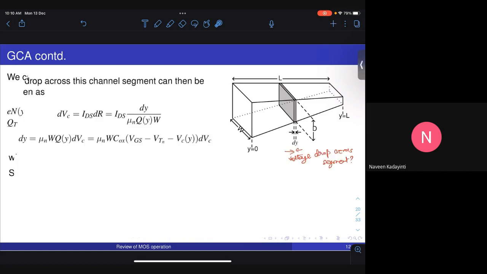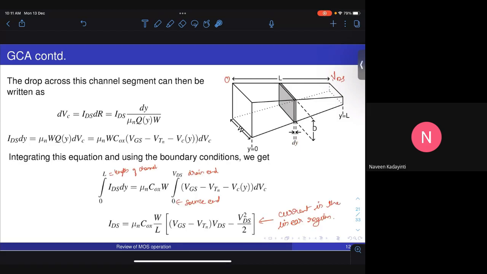Okay, and using that incremental resistance, we found the voltage across the small segment of channel, which is dVc, given by IDS into dy upon mu n q of y into W. Just rearranging this, and of course substituting for q of y, we get IDS into dy as mu n W Cox VGS minus VTN minus VC of y into dVc. VC of y is the potential at the segment at which we are looking. So basically, it's the channel potential at the location y.